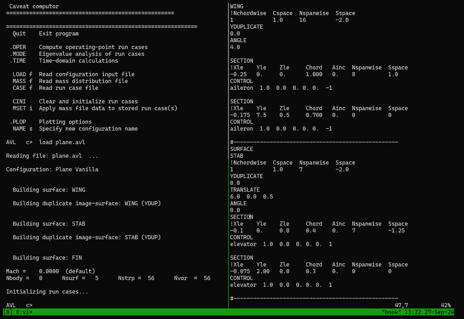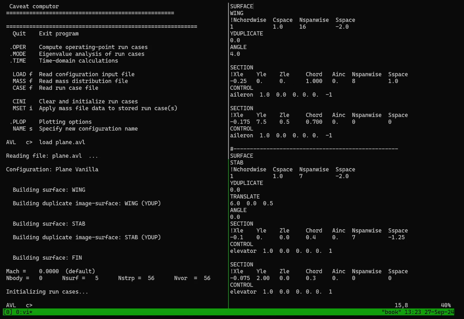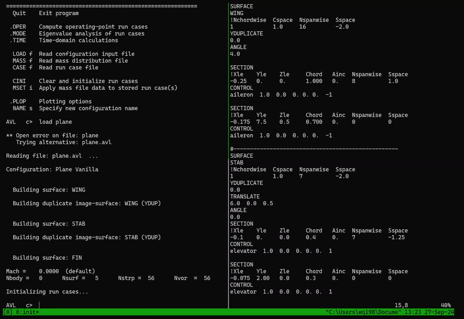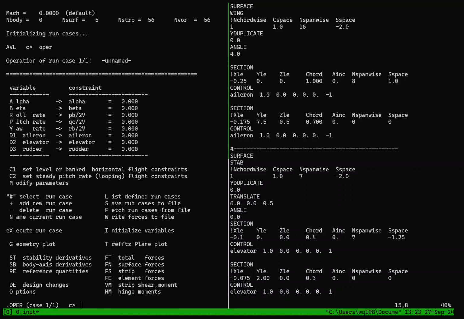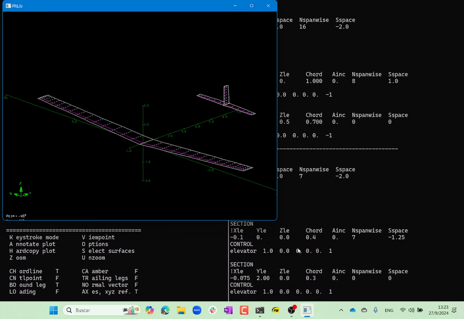Okay, so let's ignore that, because we're only going to be looking at pitch stability today. So, okay, when you load it, let me just load it again because I changed it. Okay, and once you load it, go to operations. And in operations, the first thing you can do is G, that gives me the geometric plot, and that's what the airplane looks like, right? You get a pretty high aspect ratio main wing and a horizontal stabilizer and a fin. Okay, this is the simplest possible plane configuration you can get.